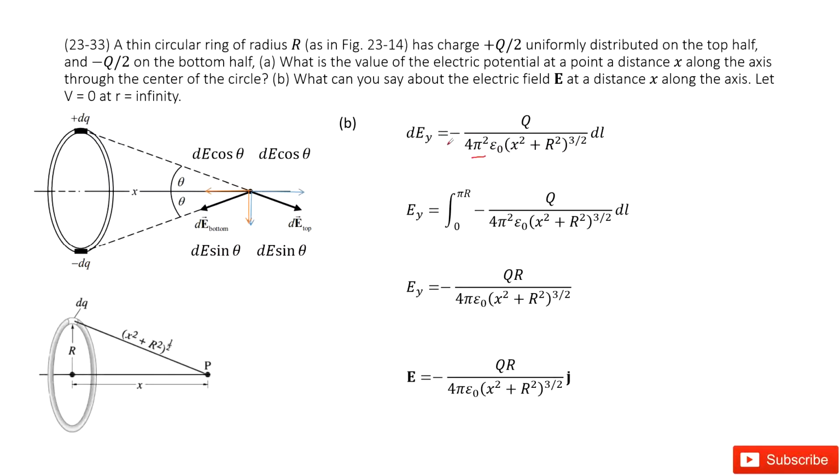Now we just need to do the integral over dl so we can get Ey. In this case, we consider the dl as the small fraction, and we integrate over half of the circle, from 0 to pi times r, which is the length of the half circle. After you do the integral, the function looks like this. This is the electric field magnitude in the y component, and we know the x component is 0, so you can write the electric field like this, right?